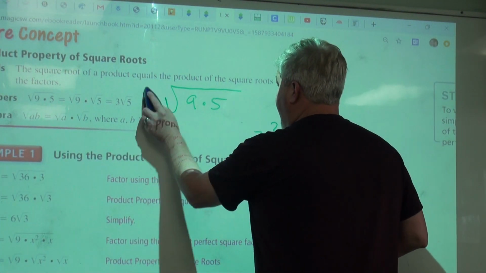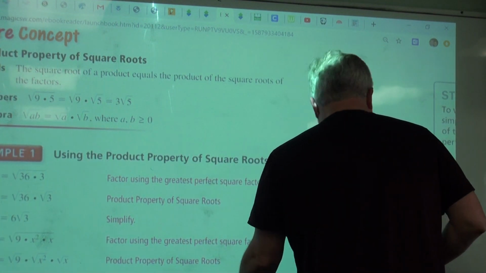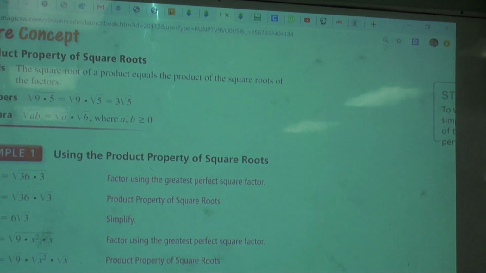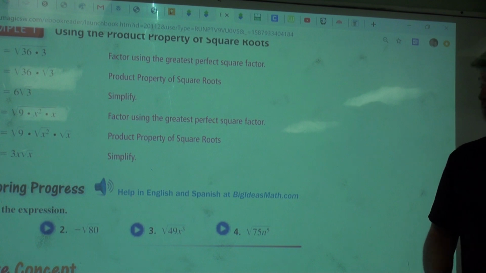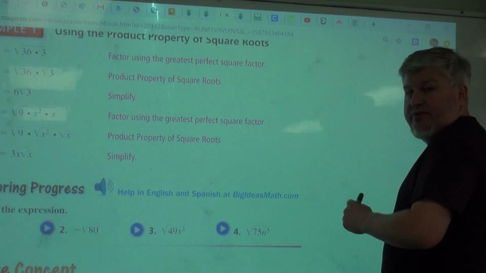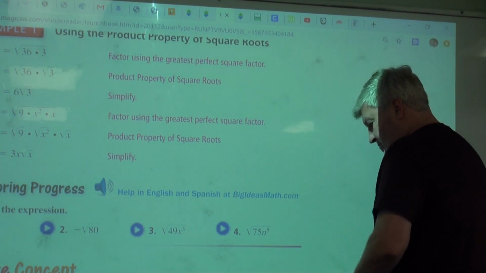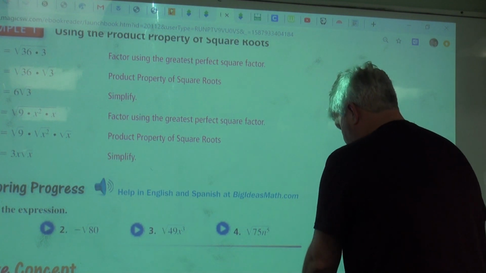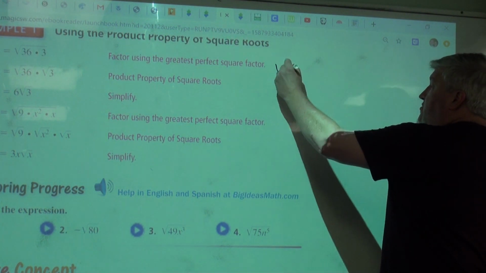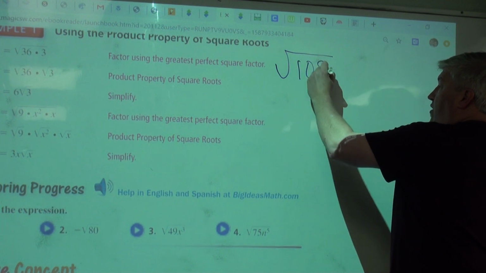So we have this first example. Let me slide it up just a little bit. It's asking us to reduce, let me see if I can write it. I'm going to choose a different color. This one's a little bit light. It's asking us to reduce the square root of 108.